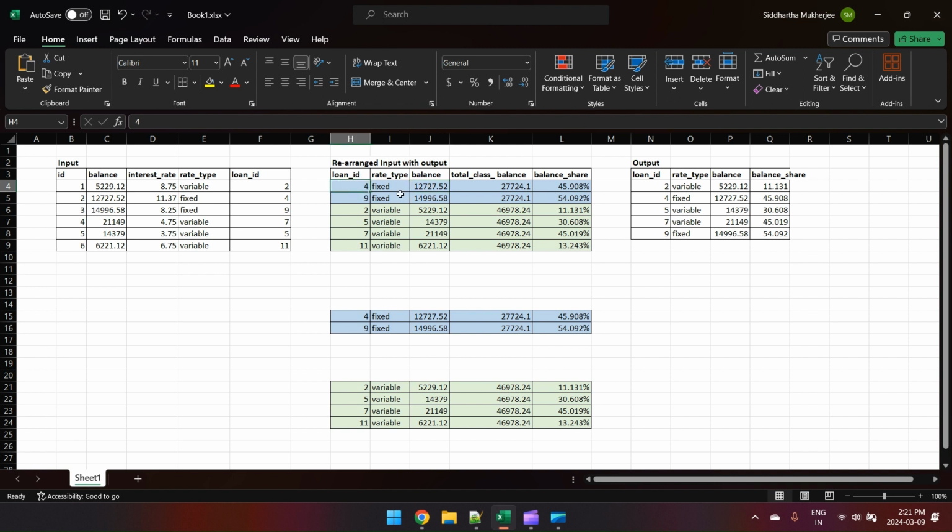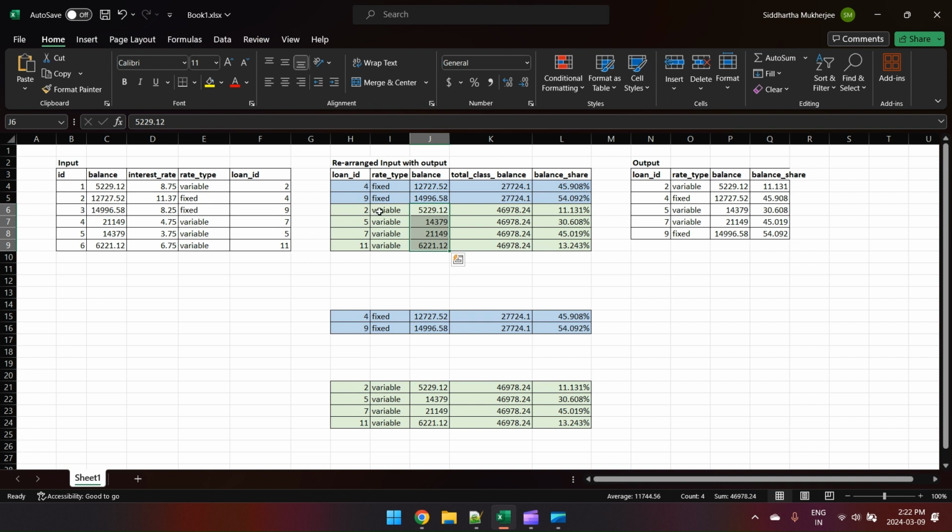Now, what we are supposed to do is find out, say for example, for the loan ID 4, which has a balance of 12,727.52, what that balance is as a ratio of the total balance of all loans that belong to that same rate type category. That is, that belong to the fixed rate type category. And similarly, for this particular loan, we have to find out what this balance, 5,229.12, is as a fraction of all the balances of the loans that have a rate type of variable.